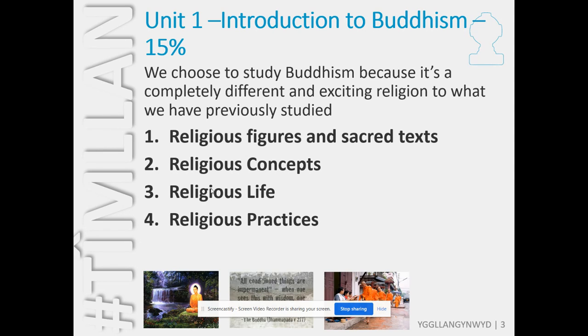The 4 subunits that we look at in this unit start with religious figures and sacred texts. We look at the life of the Buddha, who started the religion, and we also look at one of the sacred texts that Buddhists use, which is the Pali Canon. We also look at religious concepts. So we look at the main beliefs, really, and concepts that Buddhists have, such as they believe that all life is full of suffering.